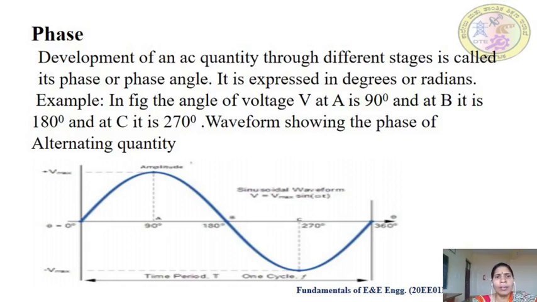So in the figure, the angle of voltage V at A is 90 degrees. The voltage V at position B is 180 degrees. Point C is 270 degrees. So the waveform is showing the phase of the alternating quantity.